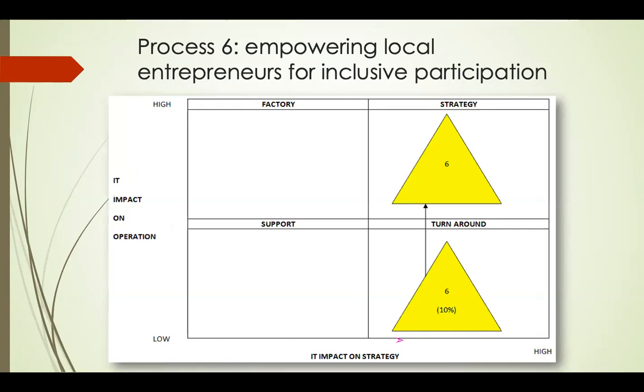Process 6, empowering local entrepreneurs for exclusive participation. It is situated in the turnaround quadrant due to it being an innovative plan by China, which first needs to be developed and has a high impact on strategy at that point, and then transitions to the strategic quadrant once implemented, having a higher impact on operations. And it stays in the strategic grid because from our frame of reference, it hasn't been adopted by other companies, so it stays at the strategic quadrant.